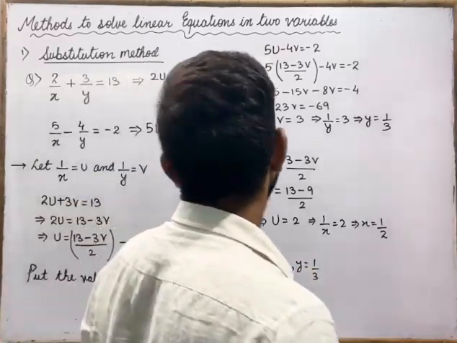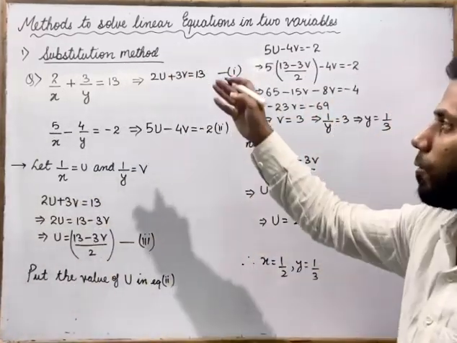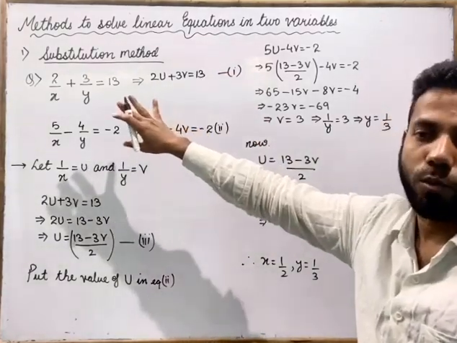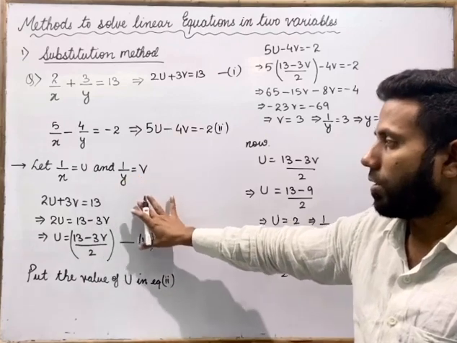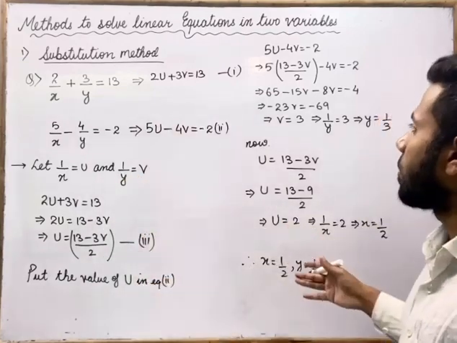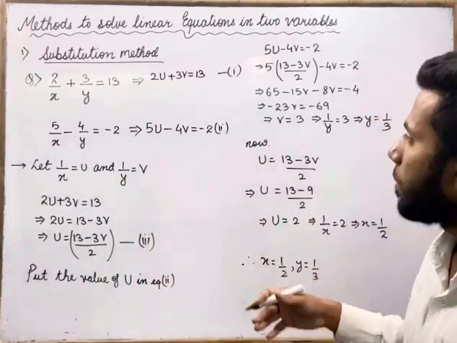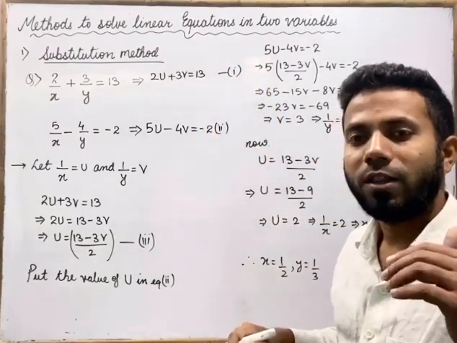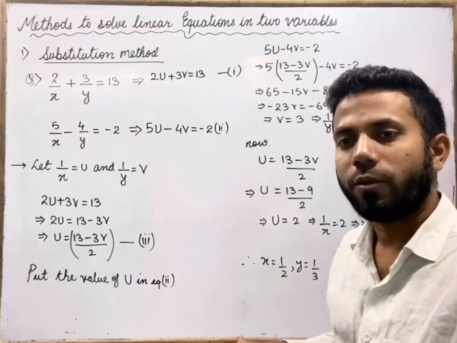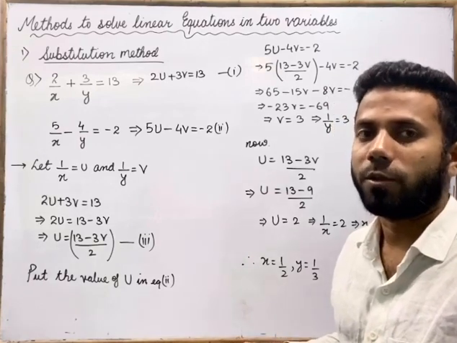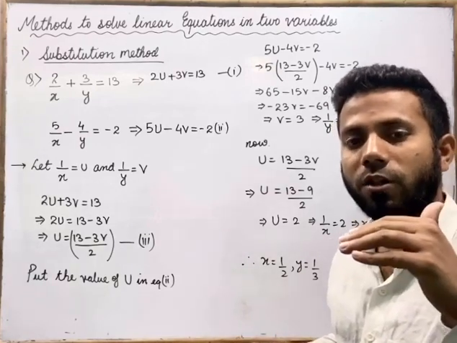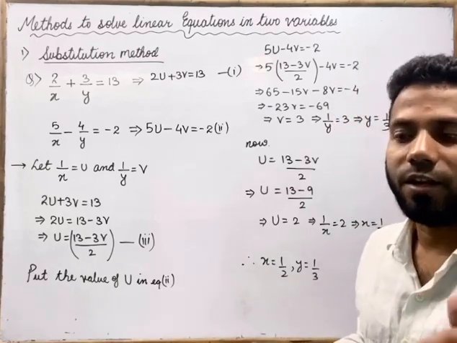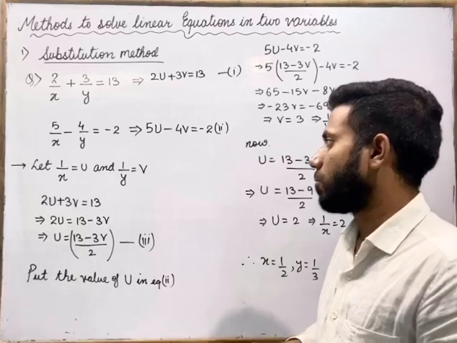So this is how you solve it. 2 by x plus 3 by y equals 13. So you have to change it into the form of u and v. This process is called the substitution method. We put the value we got in the first equation into the second equation. That is the substitution method. Substitute the value got in the first into the second, or substitute the value got in the second into the first. This is called the substitution method.